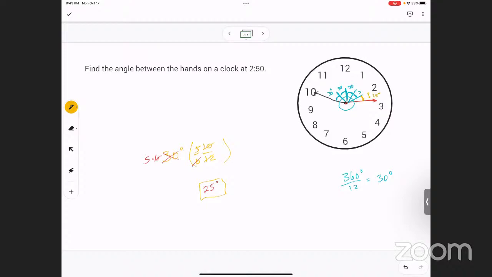So 140 was the blue, right? And then plus 25. I'm sorry, 120, my bad. 120 degrees plus 25. And that's how you get your answer, which should be 145 degrees. Okay. Make sense? So do you understand that formula, how I came up with that? All right, sounds good.